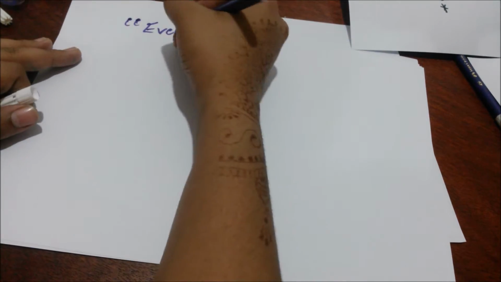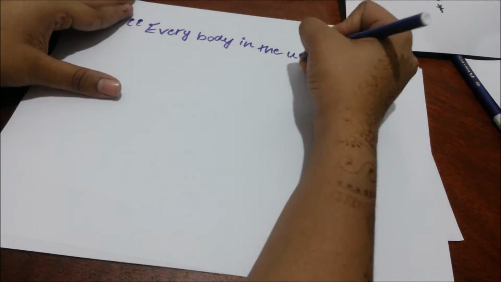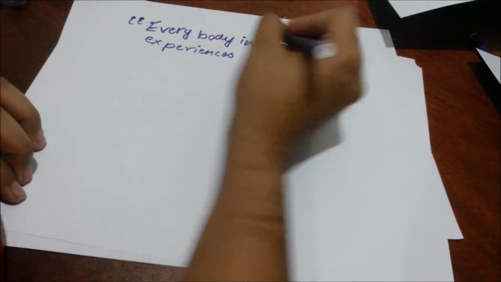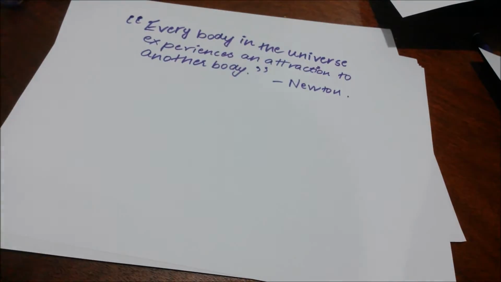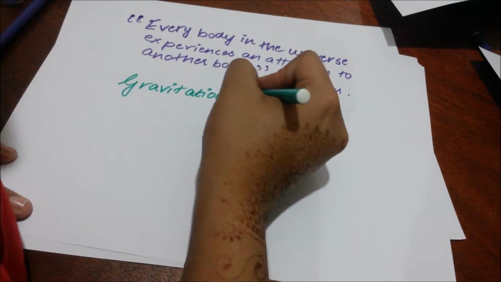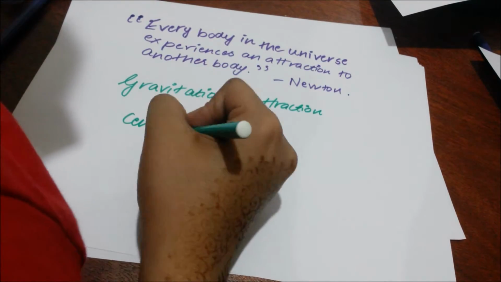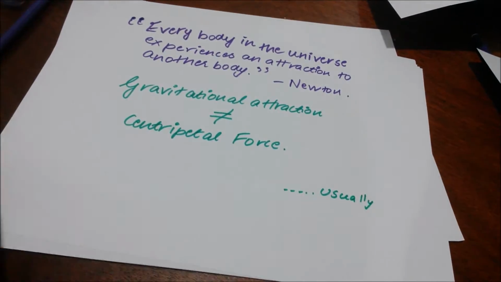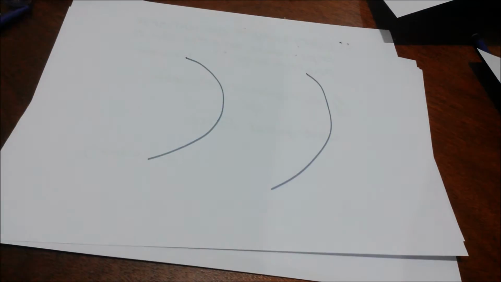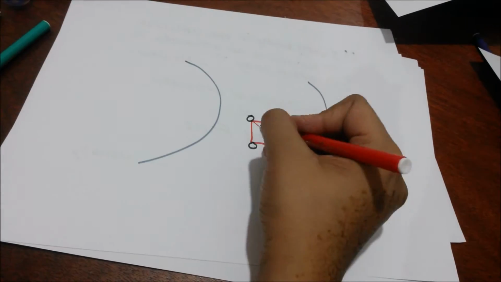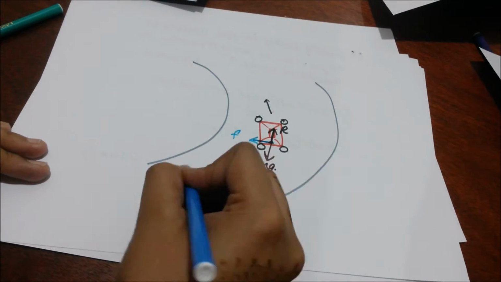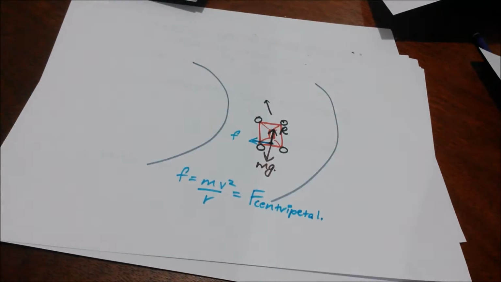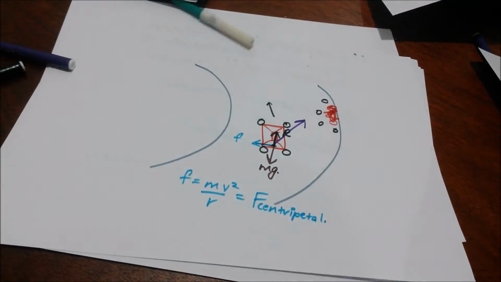So, before I leave you, I'd like to ask you a question. Newton said that every body in the universe experiences an attraction to another body. As we saw above, gravitational attraction and centripetal force are two different things. However, another force can substitute as a centripetal force. For example, when a car turns on a road, the force of friction between the wheels and the road provides a centripetal force for the car, which stops it from going tangentially and hitting whatever's near it.